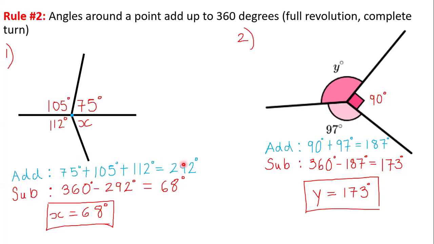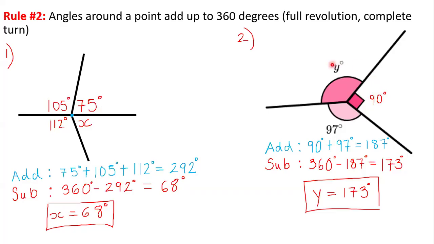That's good. But we need to figure out what x is. We already know that it's 292, and we know that the full thing is 360. So we're going to subtract 292 from 360 to get x. We subtract those two, and we get 68 degrees. Does that make sense to you, how we got the 68? Yes, sir.